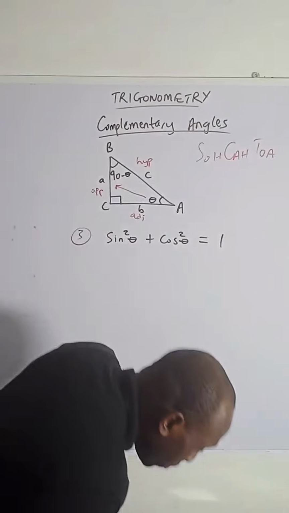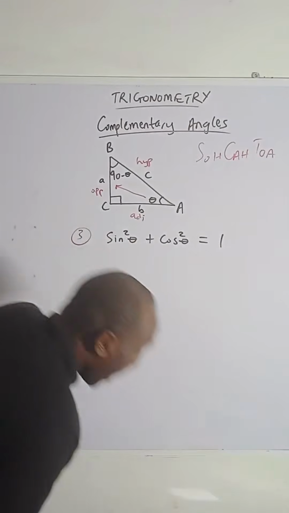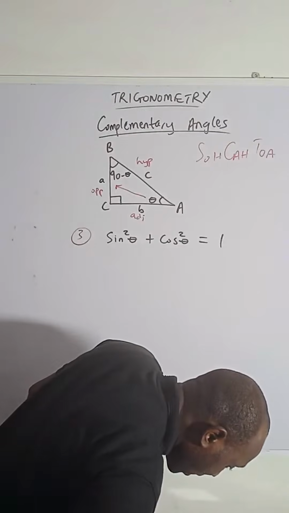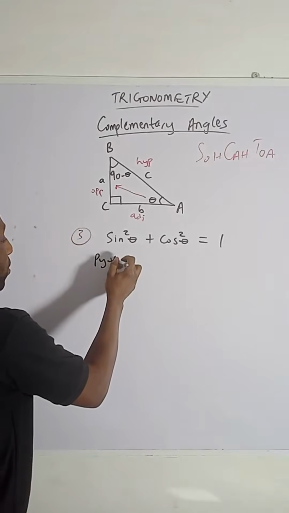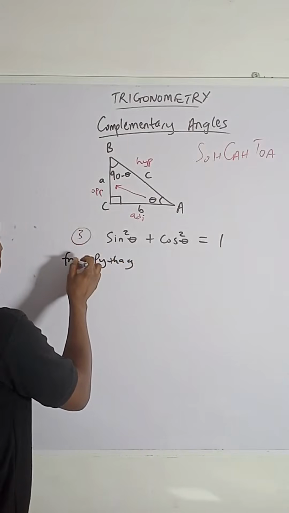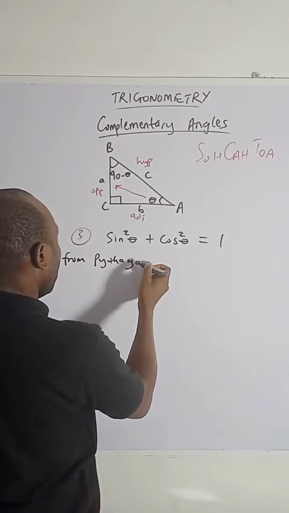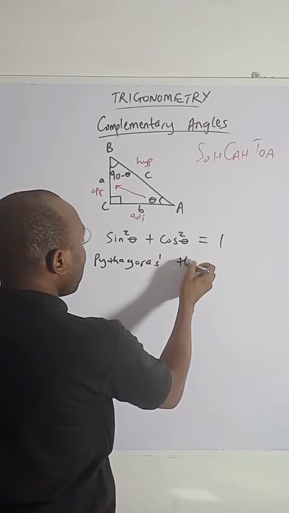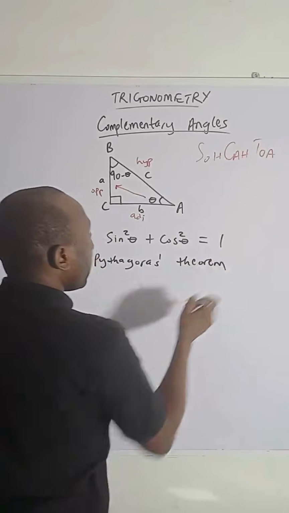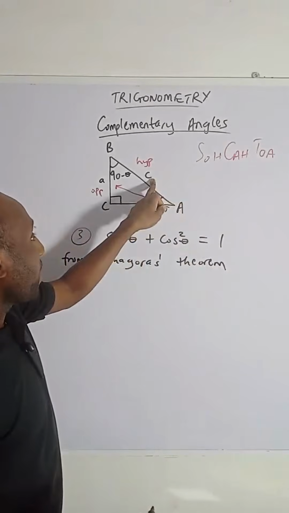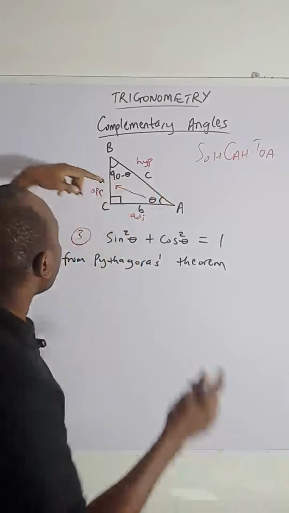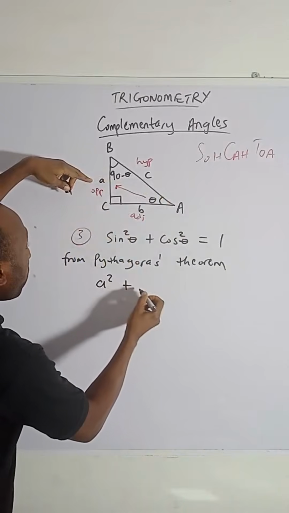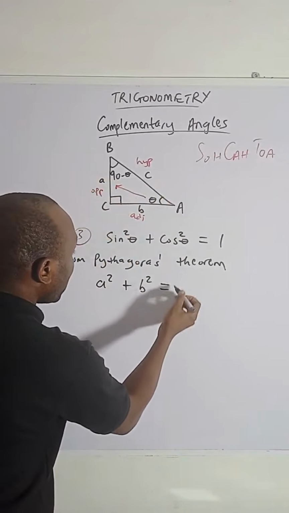Okay, I'm going to use... So somebody said Pythagoras. Yes, solely, thank you. We're using Pythagoras theorem. From Pythagoras theorem, the square of the longest side is equal to what? The sum of squares of the other two sides. So it means that when you have a squared plus b squared, you must equate this to what?